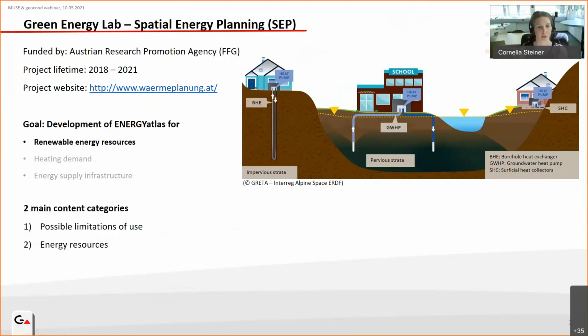And so we provided this information for our pilot areas. They are located in the city of Vienna, so it's the entire city of Vienna, certain areas in Salzburg, and some locations in Styria. And in these pilot areas, we provide two main categories of content. The first are possible limitations of use, and the second are energy resources.